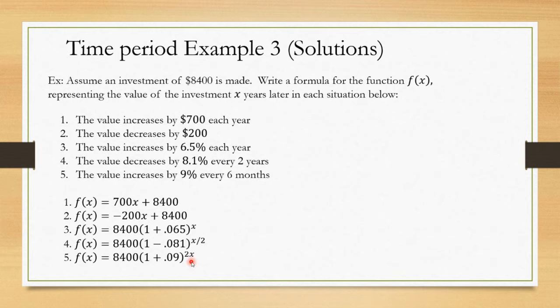Here, for number 5, it's every 6 months, so just like before, it's twice a year. And the R, of course, is 0.09, and it's increasing, so we have addition here. I thought this was a kind of fun example. You don't want to forget about linear functions. They're changing by a fixed amount. Exponential changes by a fixed percentage.